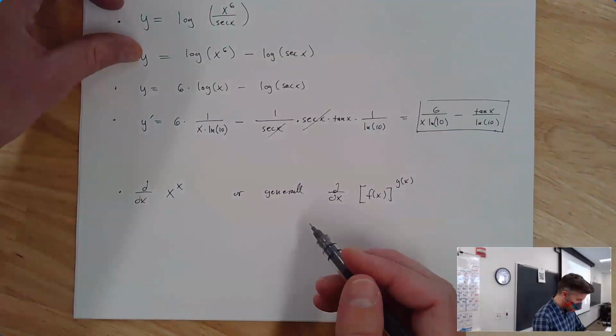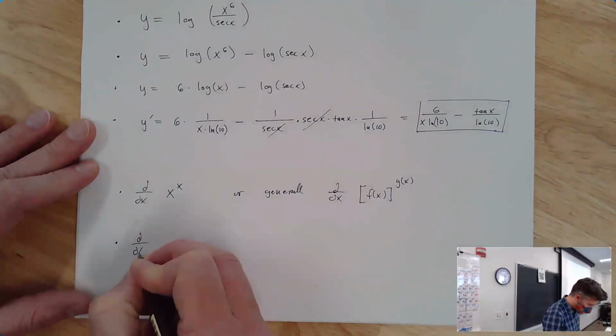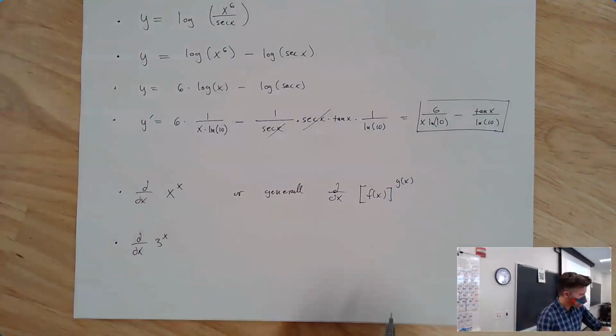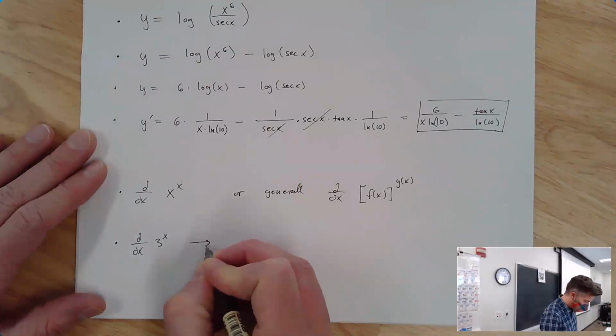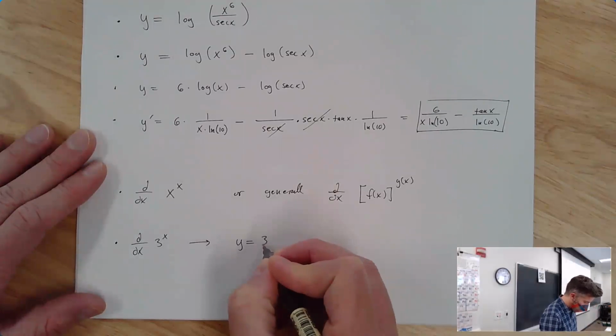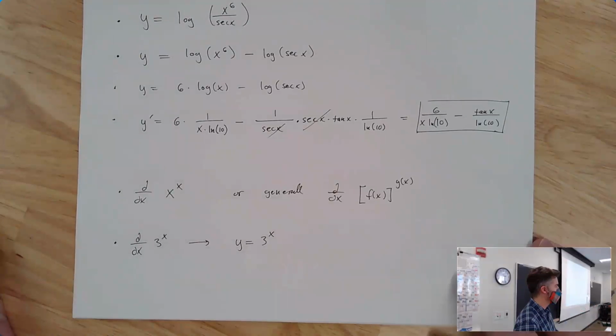So let's back up. I'm going to redo the derivative of 3 to the x. Did I do 3 to the x before? It's all right. I'm going to do the derivative of 3 to the x in a different way. So we're going to write this as y equal to 3 to the x, and we're going to take the natural log of both sides.